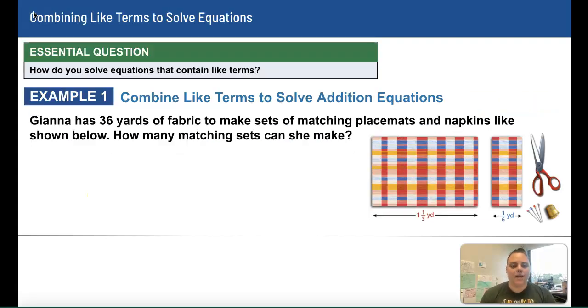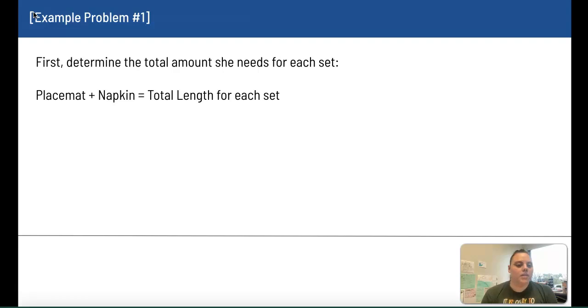In our first example problem, we're looking at Gianna, who has 36 yards of fabric to make matching sets of placemats and napkins like shown below. We want to know how many matching sets can she make? Well, we can figure out how much each set is going to take in length by determining how much a placemat and a napkin is total. So we can add up that a placemat from our picture is 1 1/3 yards long and our napkin is 1/6 yards long. When we add those together, we end up getting 1 1/2. This is the total length for each set.